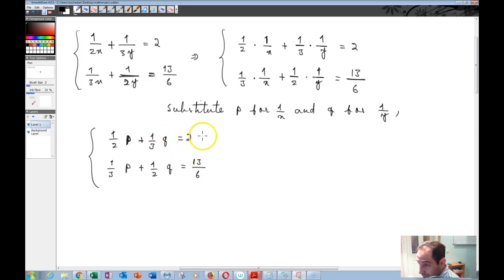and then to make this a little bit simpler, you can multiply both of these equations by a factor of 6. If you do that, you will get rid of all of these denominators, because 3 and 2 are divisible by 6. Multiplying every term by 6, I get 6 over 2, which is equal to 3p. 6 over 3 is equal to 2q, and 6 times 2 is equal to 12. And then 6 divided by 3 is equal to 2p, plus 6 over 2 is equal to 3, so 3q, and 6 will cancel out, and then you'll have a 13. This is now a pair of linear equations, simplified enough that you can solve them easily.